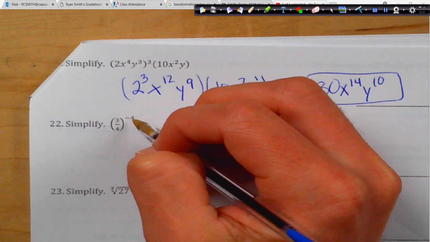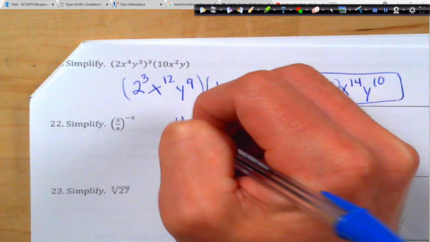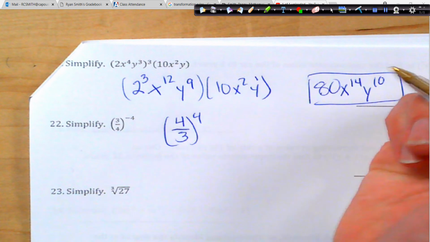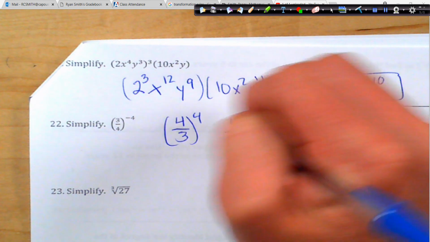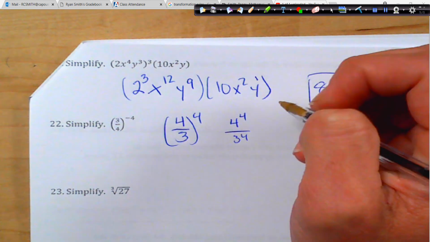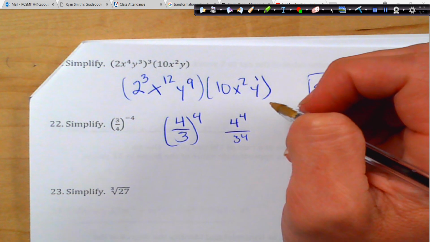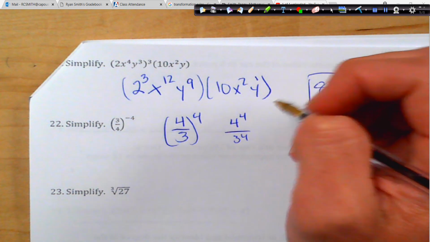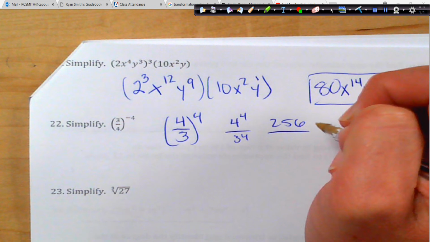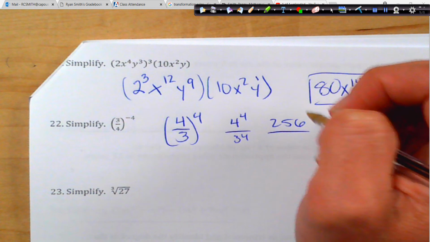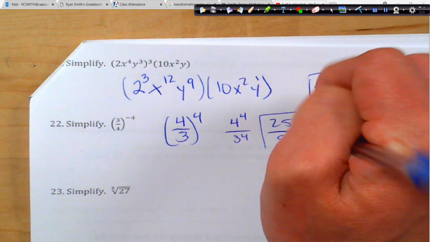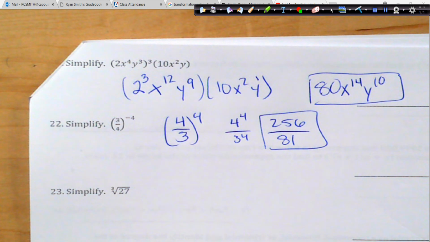First thing here, I see it's negative, so this is going to flip like that, and then to the 4th power. So we're going to get 4 to the 4th and 3 to the 4th. And 4 to the 4th is going to give me 256, and 3 to the 4th is going to give me 81. So you got to be careful about flipping it because of the negative.